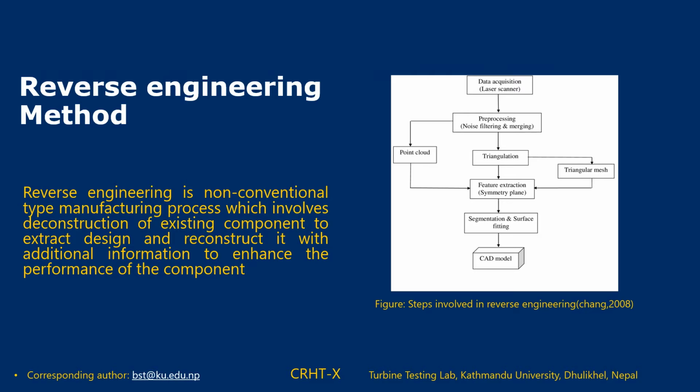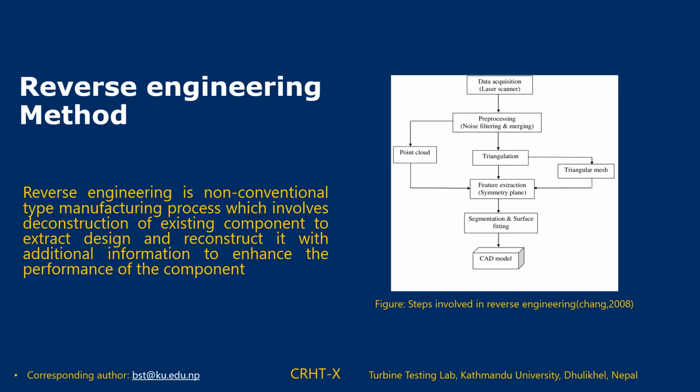So moving on to the application of reverse engineering method for remodeling of such eroded runner. Firstly, the reverse engineering method is a non-conventional type of manufacturing process which involves deconstruction of an existing component to extract design and construct it with additional information to enhance the performance of the component. In this method, firstly we do a 3D scanning of the model, then we redefine it in CAD software, then we ultimately produce it.